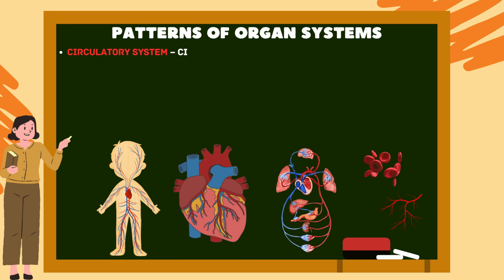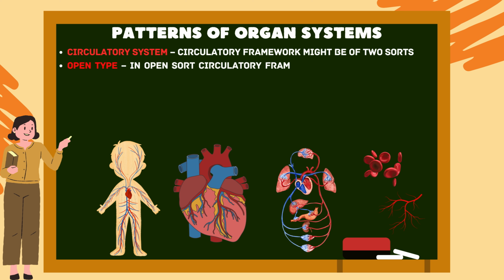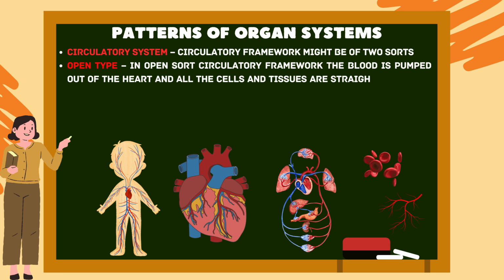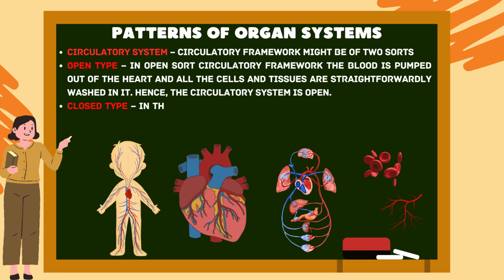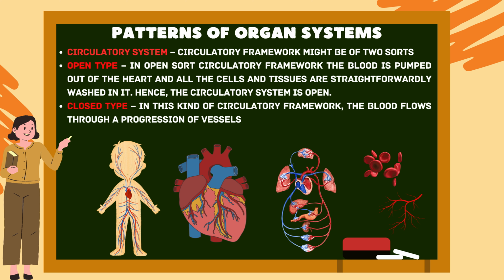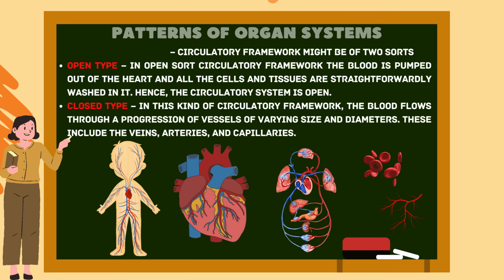Circulatory system. Circulatory systems may be of two types. Open type. In the open type circulatory system, the blood is pumped out of the heart and all cells and tissues are directly bathed in it. Hence the circulatory system is open. Closed type. In this kind of circulatory system, the blood flows through a network of vessels of varying size and diameters. These include the veins, arteries, and capillaries.